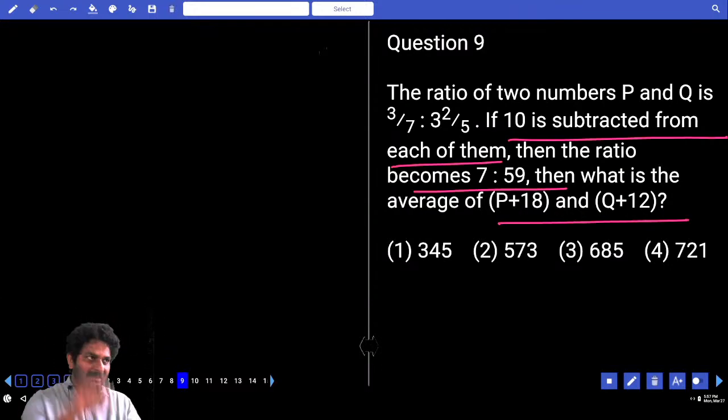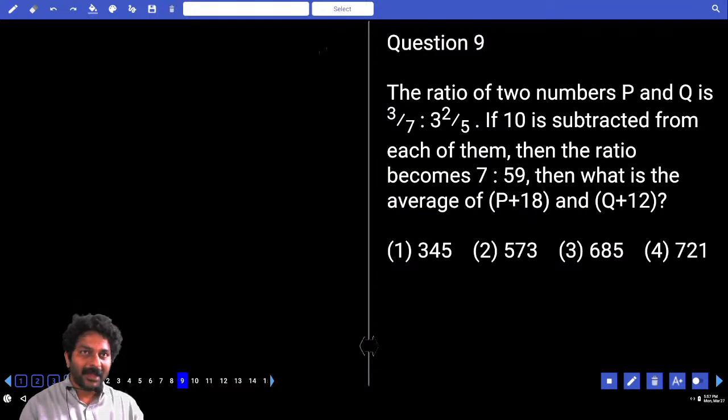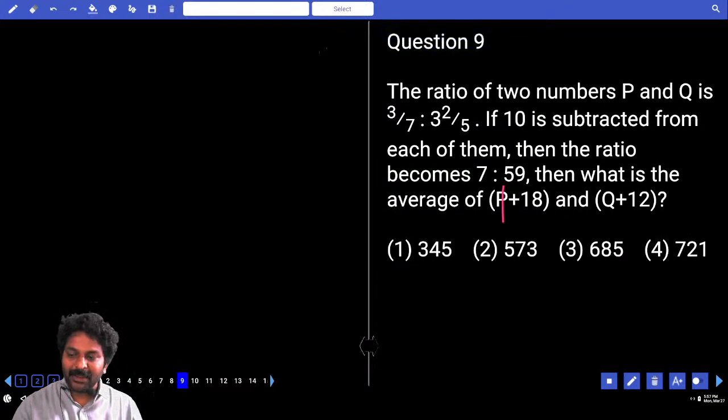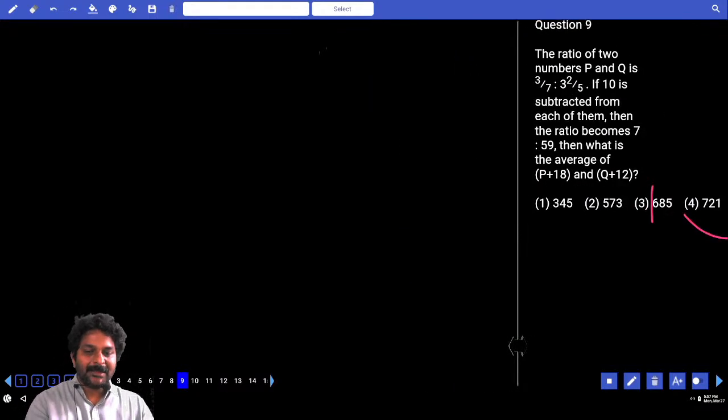I don't want to follow this. Something else I want. What is P? 15 parts. What is Q? 119. Apart from P and Q, how much more are you adding? 18 and 12, that is 30. That means P plus Q in the sense how many parts? 134 parts plus 30. This is the sum of both the numbers.